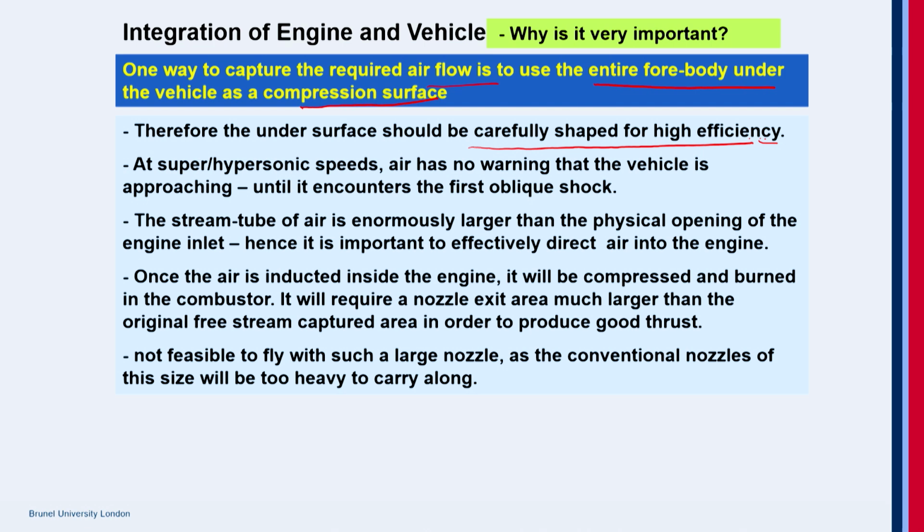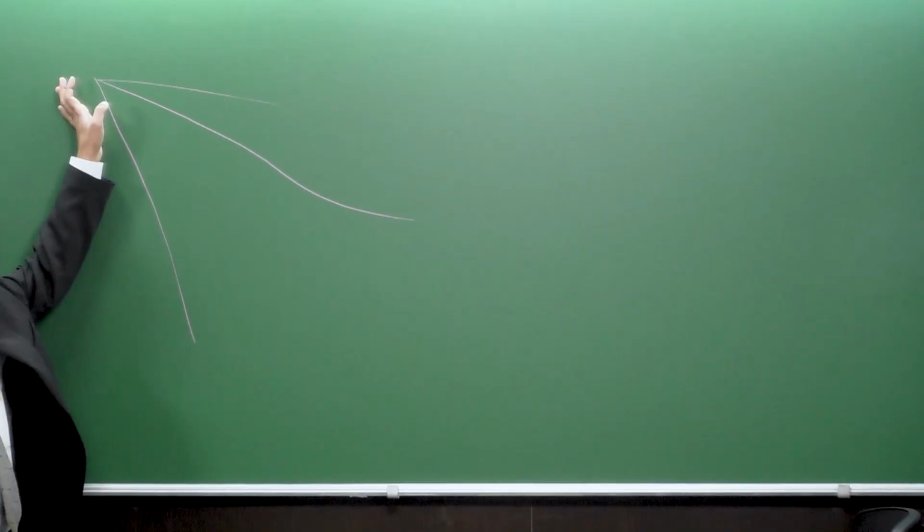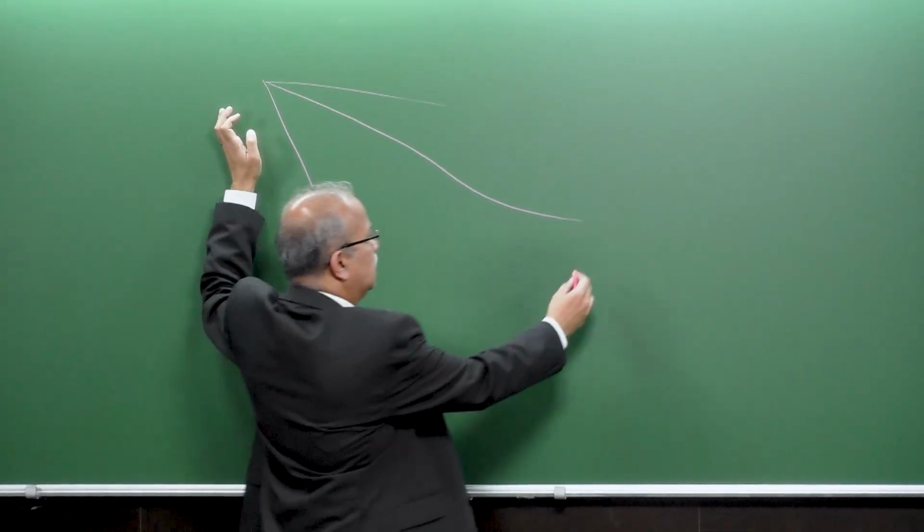At supersonic, hypersonic speeds, air has no warning that the vehicle is approaching until it encounters the first oblique shock. So when you look at a vehicle here, the shock starts forming even at a very early spike or the forebody of the vehicle, where the engine is somewhere here.